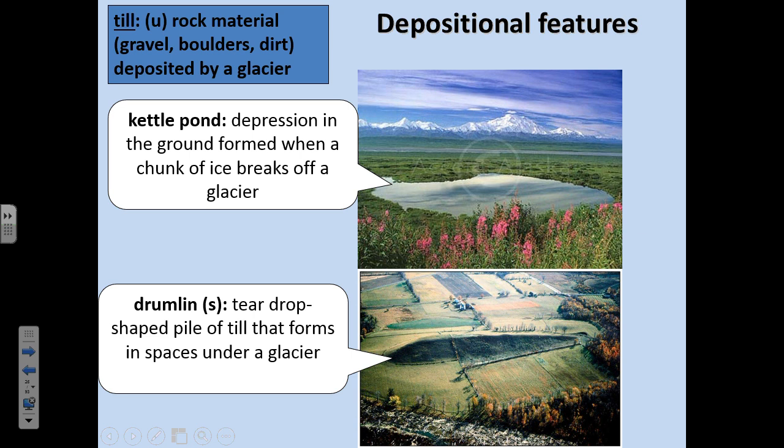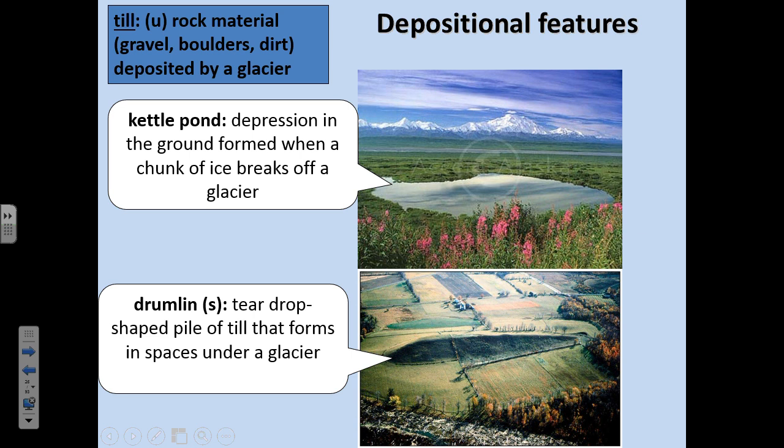One of the terms you need to be familiar with is this term. It's called till, and till is essentially the material that is deposited by a glacier, and it's the rocks and the gravel and the dirt and whatnot. Now, it can be deposited in a variety of fashions.